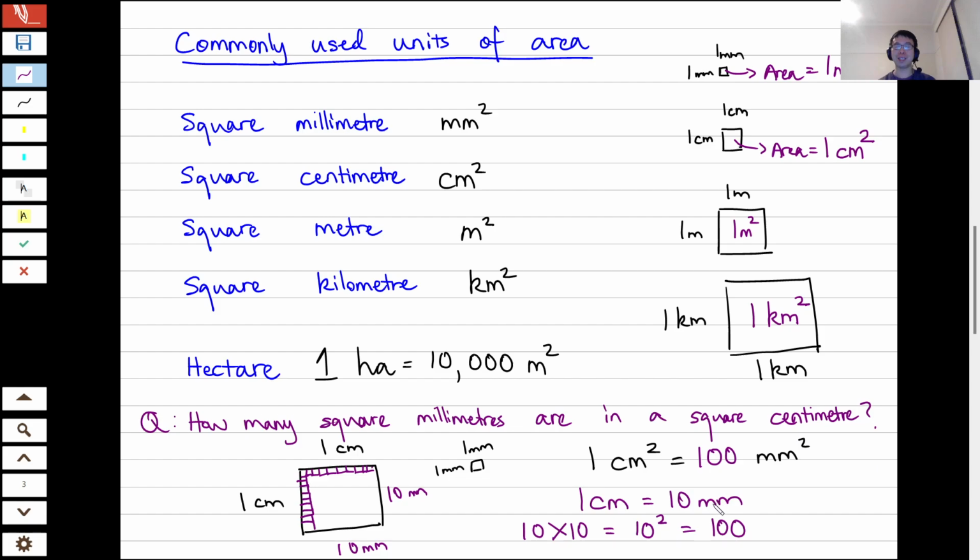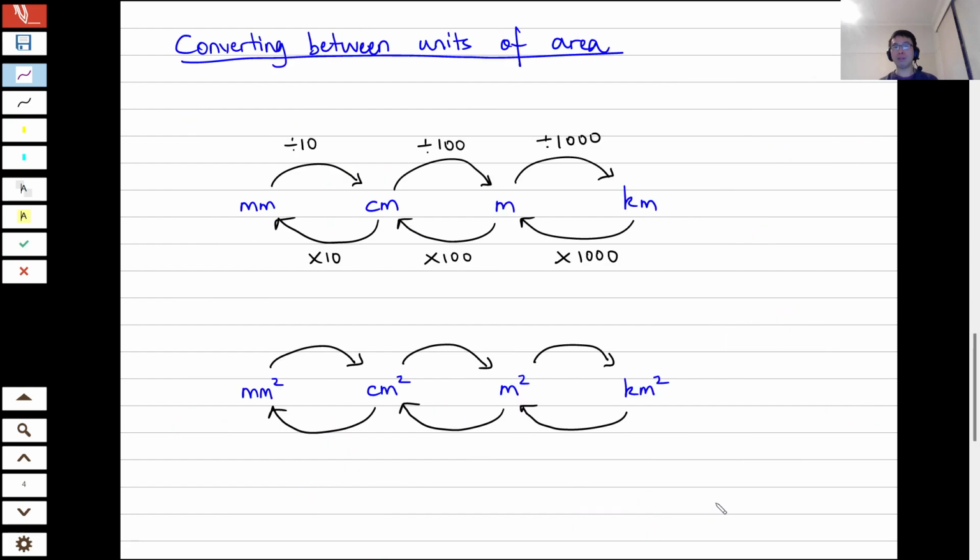Okay? Keep that in mind, because now using very similar arguments, we can go and convert between the other units as well. So we just saw, to go from centimeters to millimeters, I needed to multiply not by 10, but by 10 squared, because it was 10 times 10. So just remember, 10 squared is the same as 10 times 10. If I square a number, it's the same as multiplying that number by itself.